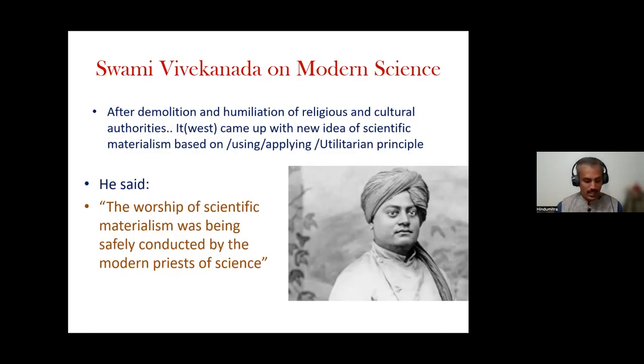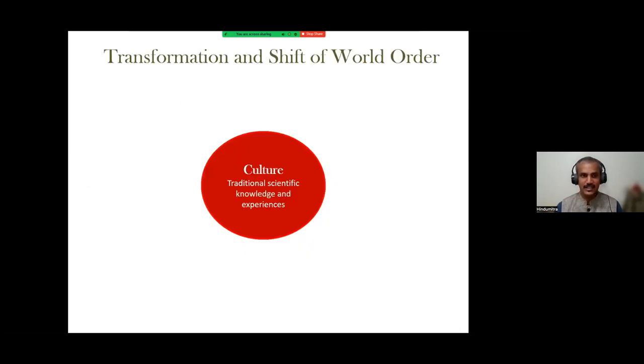So I would add a comment from the 19th century by Swami Vivekananda on modern science. He said, after demolishing and humiliating religious and cultural authorities, the West came up with a new idea of scientific materialism. The worship of scientific materialism was safely conducted by the modern priests of science. So he tried to indicate that science also became like an organized religion. It has its own principles, its own way, and if you don't subscribe to it, you are outcasted.